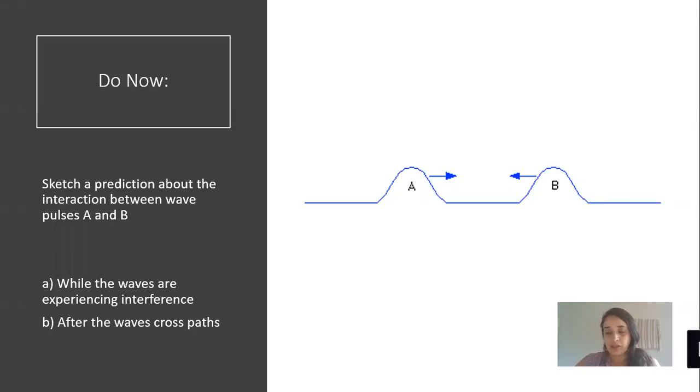Thinking back to what we learned yesterday and what we know about interference, you're going to sketch a prediction about the interaction between wave pulses A and B. Your first sketch will be while the waves are experiencing interference, and your second sketch will be after the waves have crossed their paths. When I say press pause now, take the next 2 minutes to complete the do now in your notes. When you are done, press play again. Press pause now. Great, welcome back.